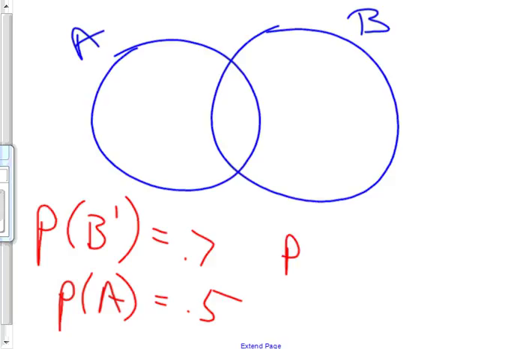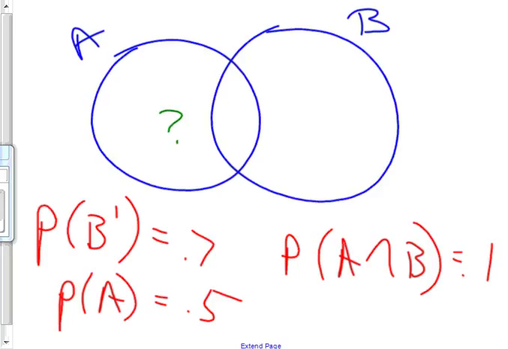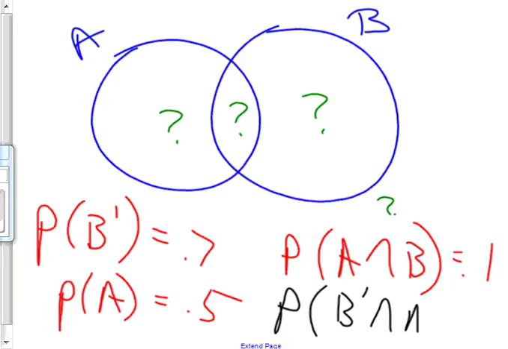And I'm going to say that the probability of A intersect B is 0.1. That should be enough for you to figure out all the probabilities that could be here, here, here, and here. Then I would want you to answer a question about it, like, what is the probability that I would choose somebody who would be a not B intersect A?